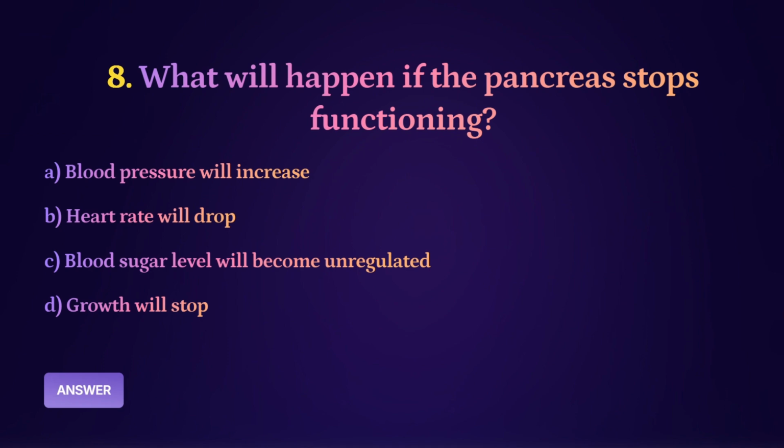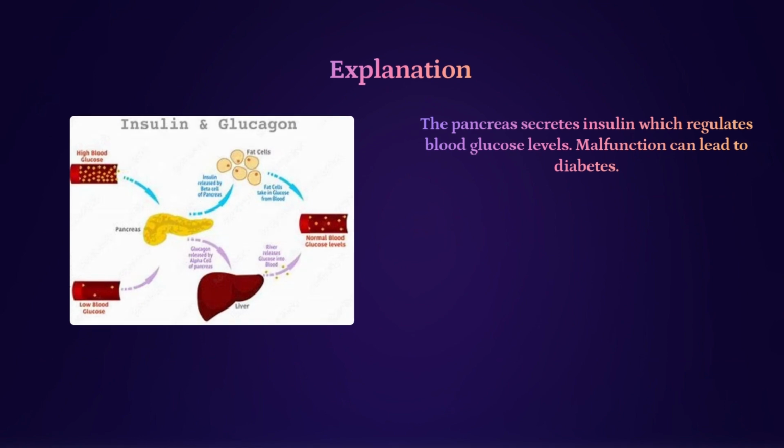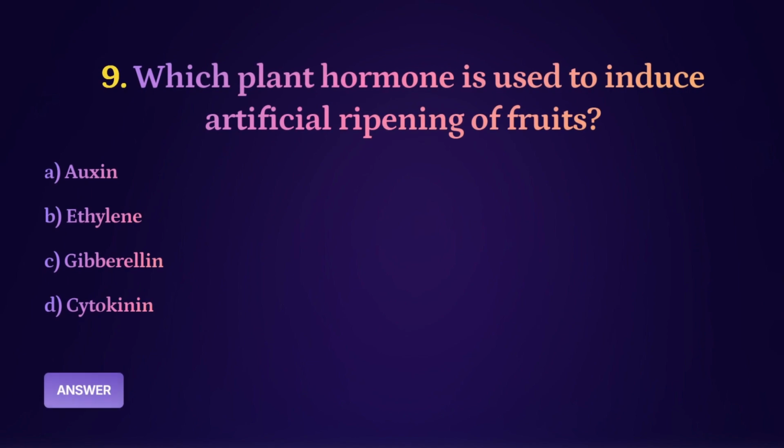What will happen if the pancreas stops functioning? Options are the blood pressure will increase. Option B, heart rate will drop. Option C, the blood sugar level will become unregulated. And option D is that the growth will stop. So, if pancreas stops functioning, the blood sugar level will become unregulated. The pancreas secretes insulin which regulates blood sugar level, and malfunction of pancreas can lead to diabetes. Next is question number 9.